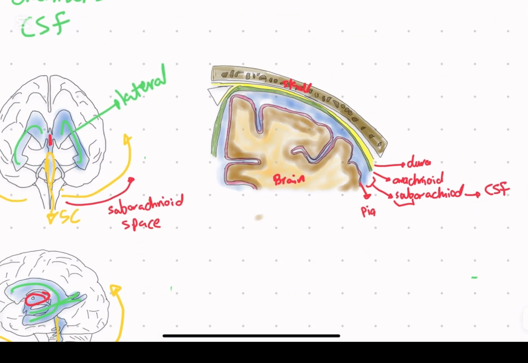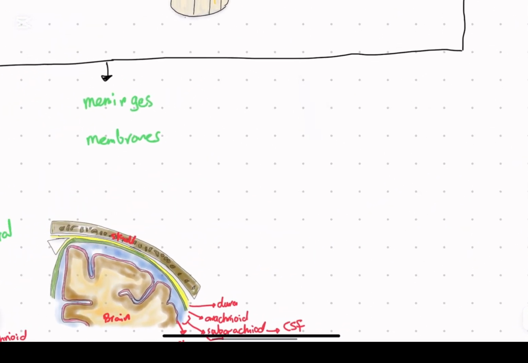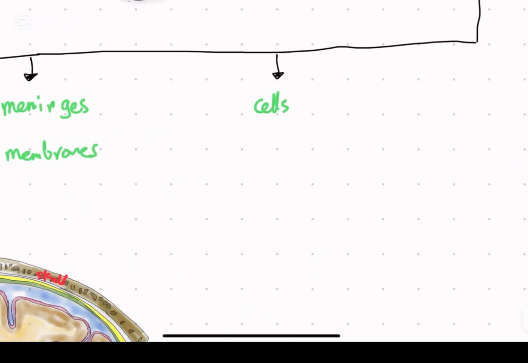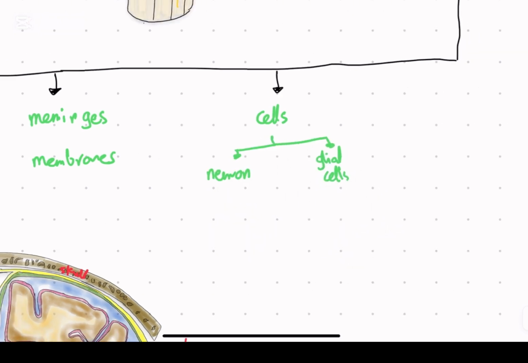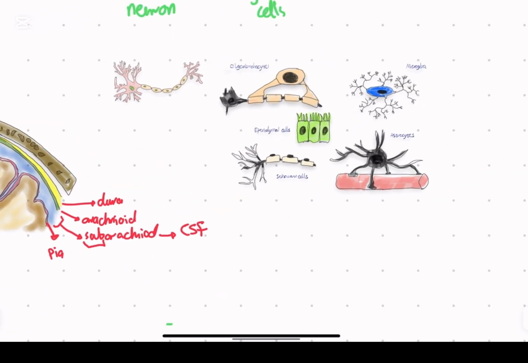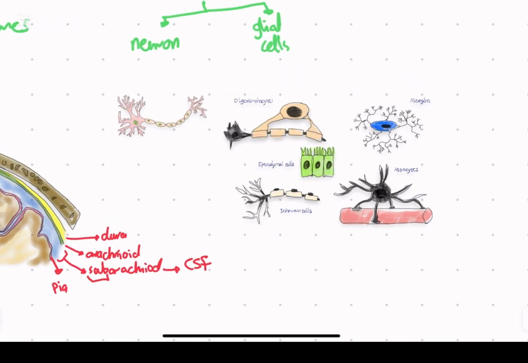We will also talk about the cells of the nervous system. Mainly we have the neuron and the glial cell. In the glial cells we have the Schwann cell and the oligodendrocytes. Both of them will form the myelin sheath around the axons of the neuron. We have also the ependymal cell that lines the ventricular wall, and then we have the microglia and the astrocyte.